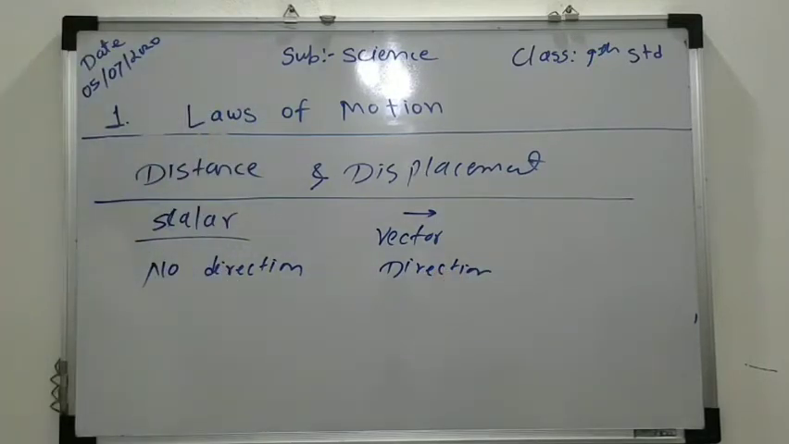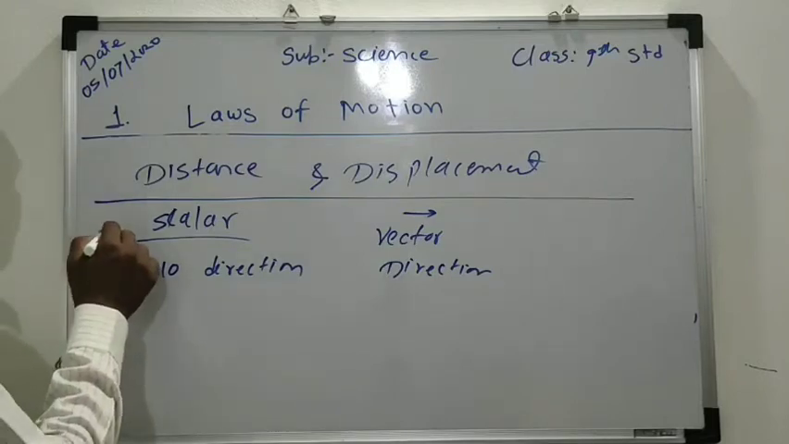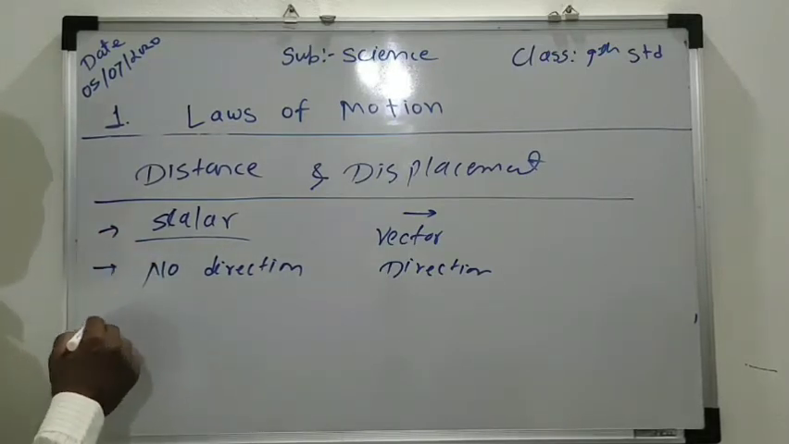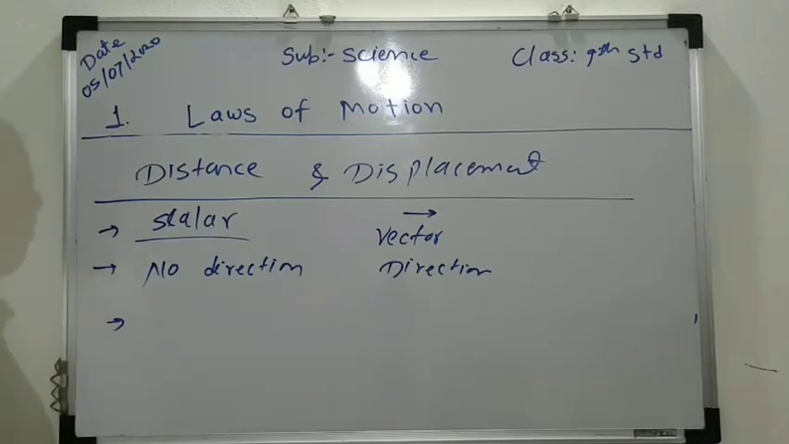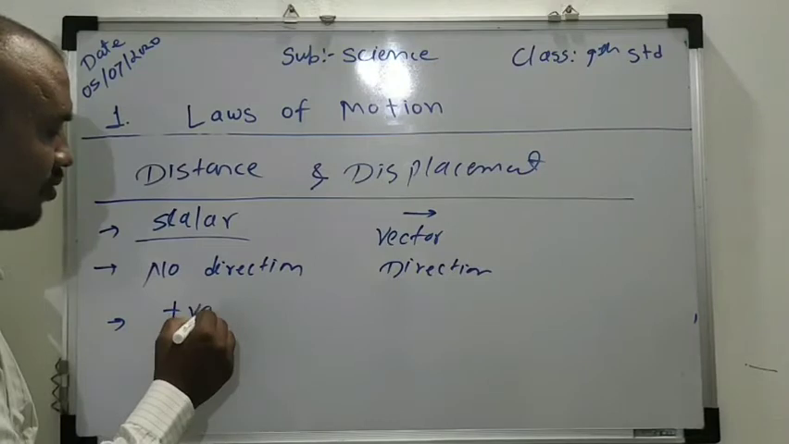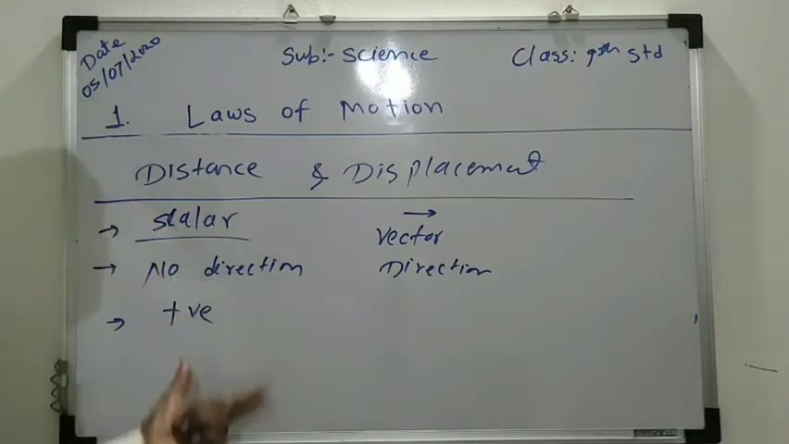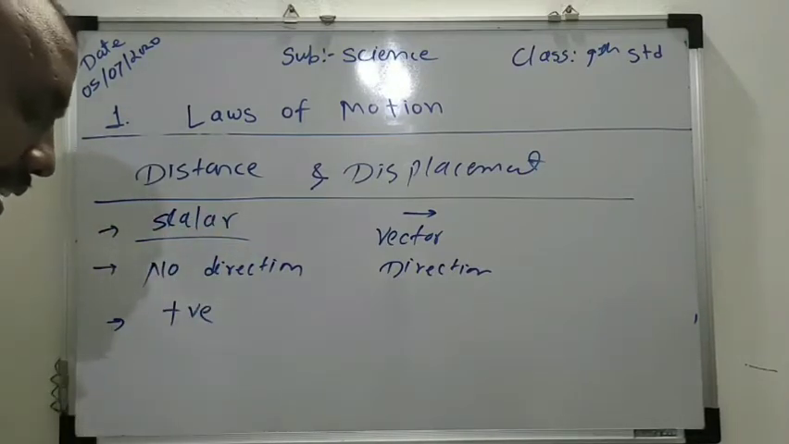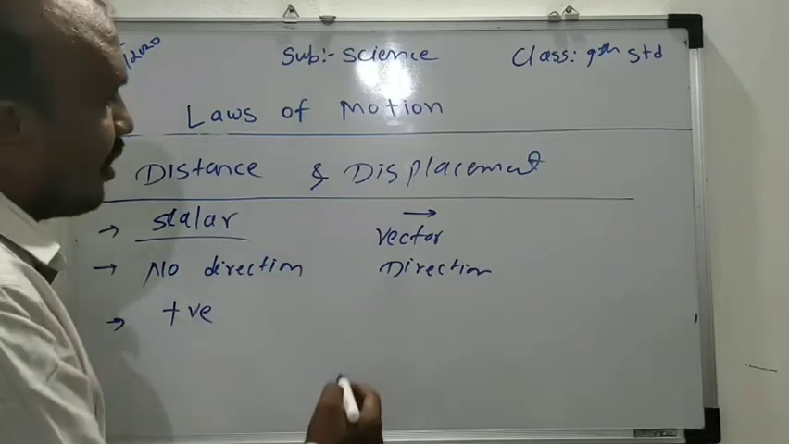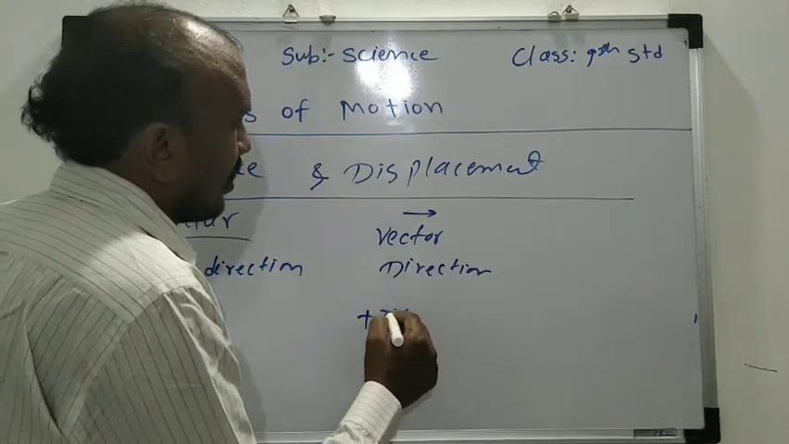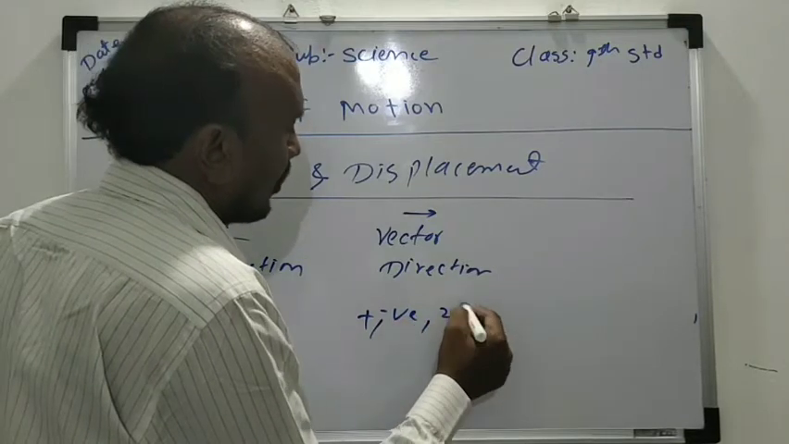Next thing is, can distance be negative? Can zero distance be traveled, or minus 2 kilometers distance traveled? Does that happen? No, that's correct. So distance is always positive, only a positive quantity. But displacement can be positive, negative, and zero also.